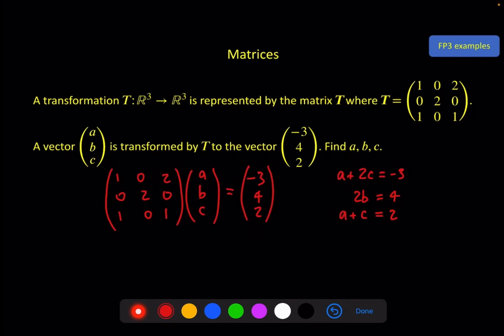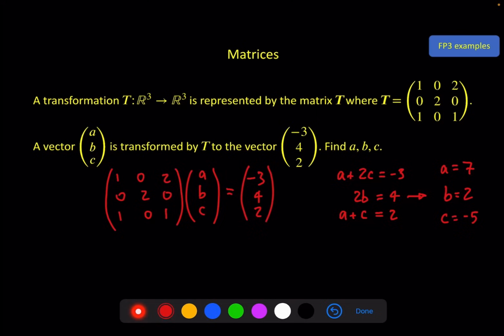And I'm sure that you can see this could become quite complicated. You might get 3 simultaneous equations, each with 3 variables. But in this case, it becomes quite easy. B must be 2. And comparing the first and the third equation, you can see that C must be minus 5, which means A must be 7.